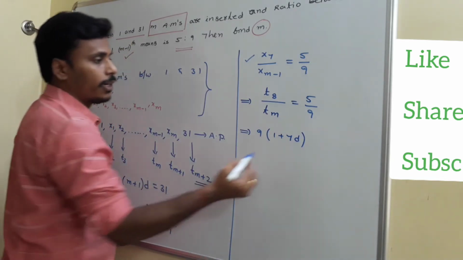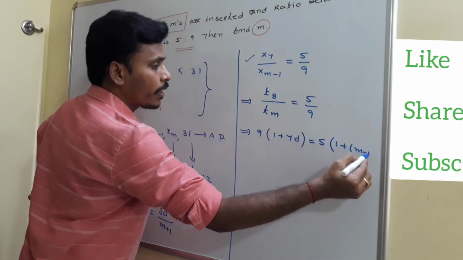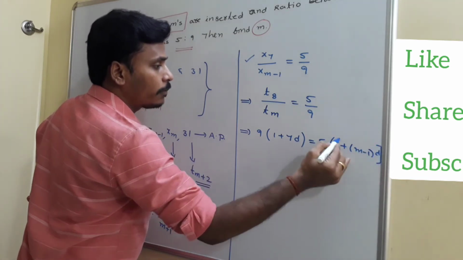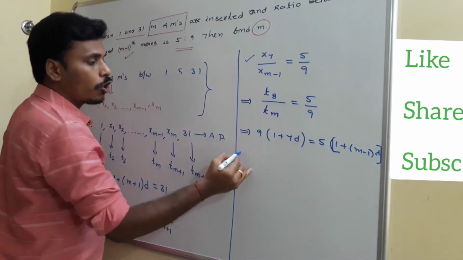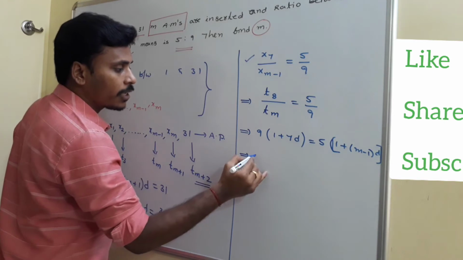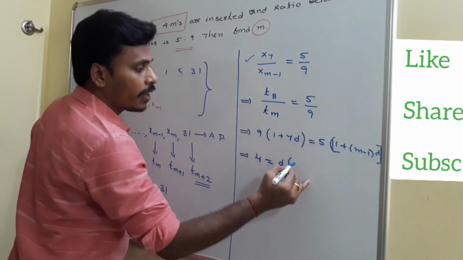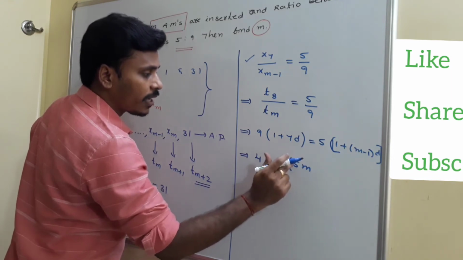Nothing but 1 plus 7d is equal to 5 times d into 1 plus m minus 1 into d. That's what you need to simplify. So if you try for a simplification, 9 and this is 5. 9 minus 5 is 4, which is equal to, if you pick out d as a common factor, here you have 5m. Have a look at this.